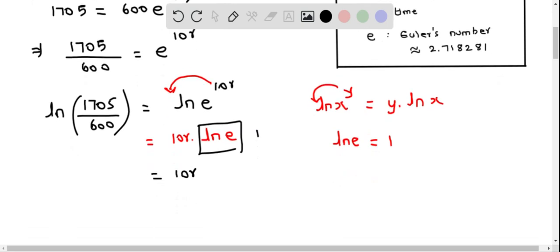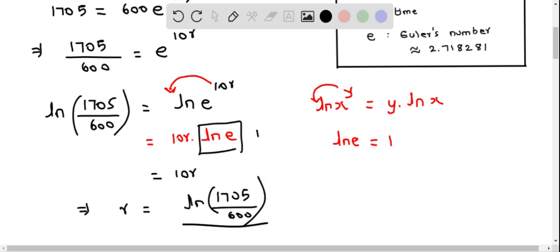And so to solve for r, we have to divide both sides by 10. So let me write r by itself. This is equal to natural logarithm of 1705 over 600, divided by 10. We can plug this into the calculator, and when we do that, we approximately get a value of 0.1044. We can convert this into a percentage. So we just have to multiply by 100. When you do that, we get approximately 10.44%.